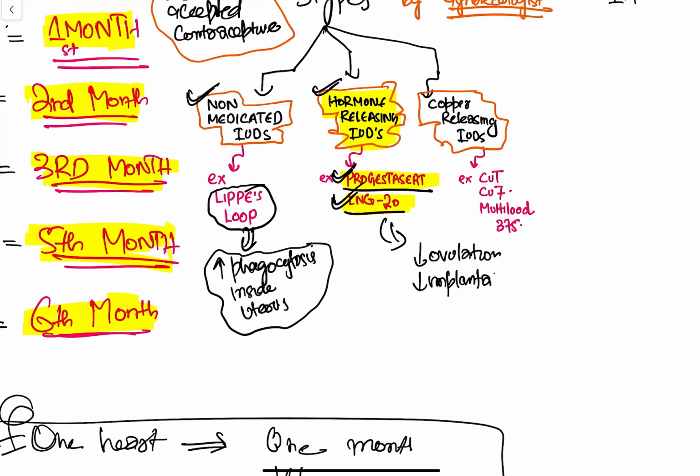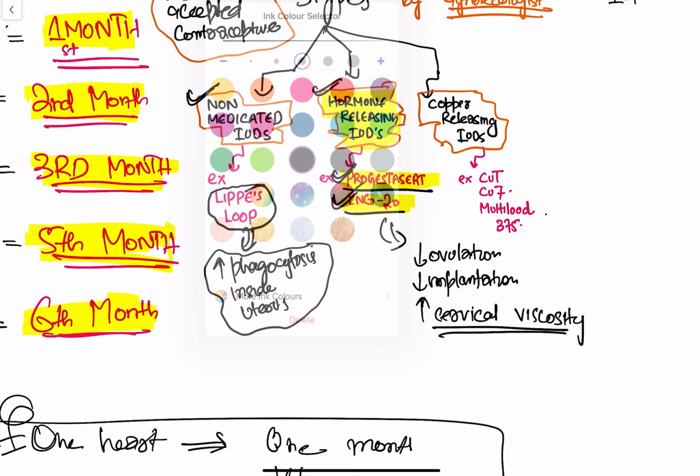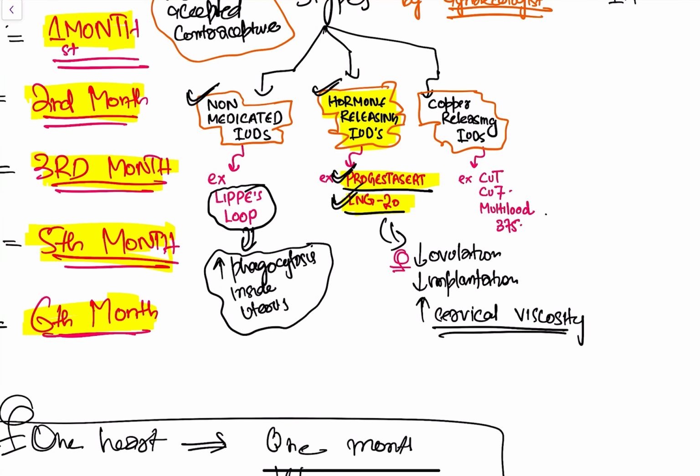They also decrease the chances of implantation, so they make the uterus unfavorable for implantation, and they also increase the cervical mucus consistency, the cervical viscosity. These three things have been written in your NCERT, so you better focus on them and remember them. Most importantly, they increase the cervical viscosity.